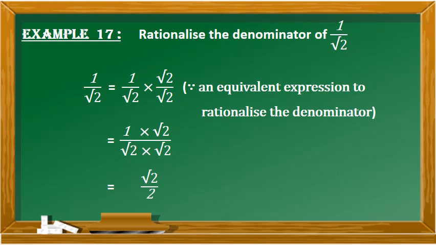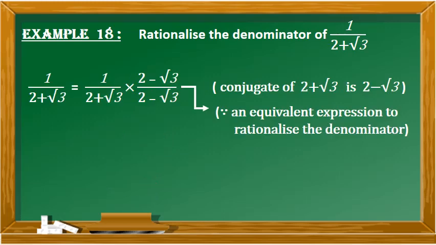Now 1 into root 2 is square root of 2, by square root of 2 into square root of 2. When you multiply the denominator, you get 2. So the solution you've got here is square root of 2 by 2. Now you can see the denominator 2 has become a rational number.